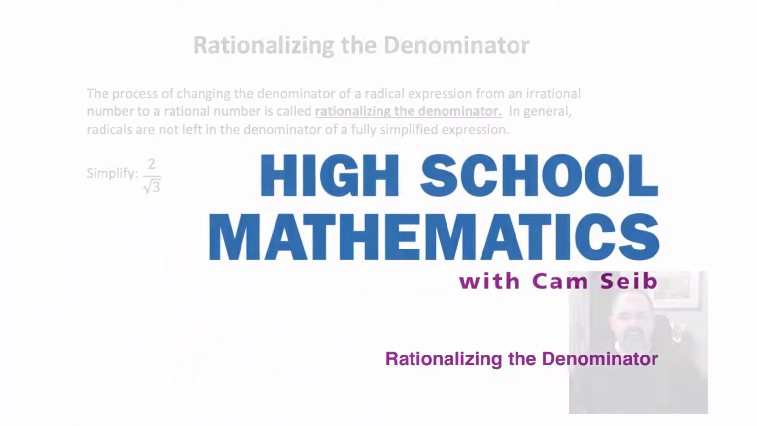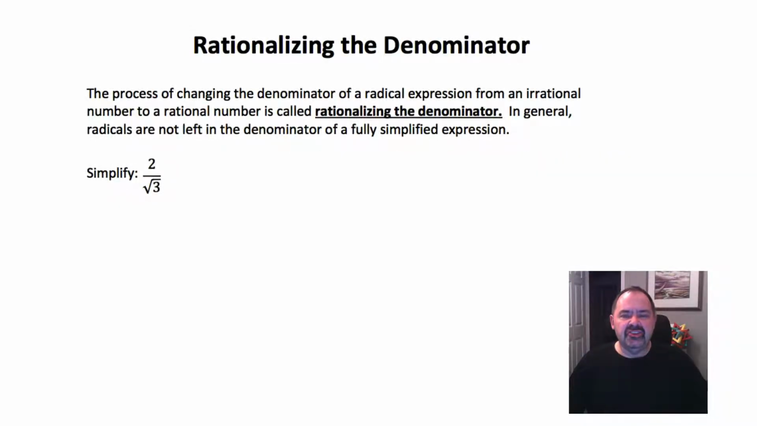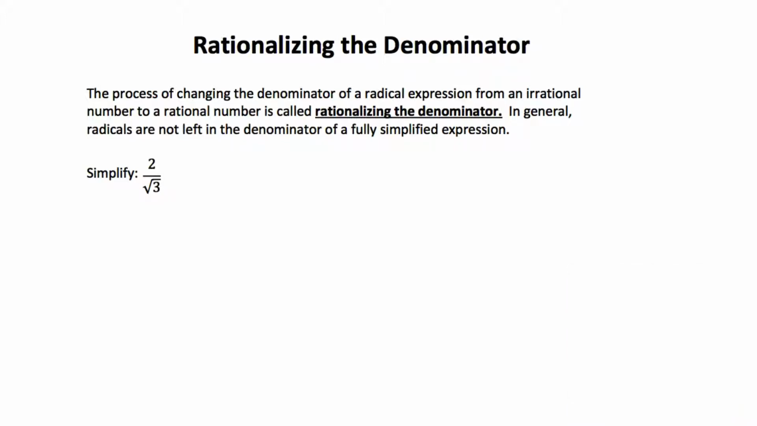When we're working with radicals, it's traditional to not leave radicals or irrational numbers in the denominator of the expressions we're working with. You have an example here, 2 divided by the square root of 3. And like I say, we typically do not want to leave a radical in the denominator. So the question is, how would we get rid of that? And the process of getting rid of that is something we call rationalizing the denominator.